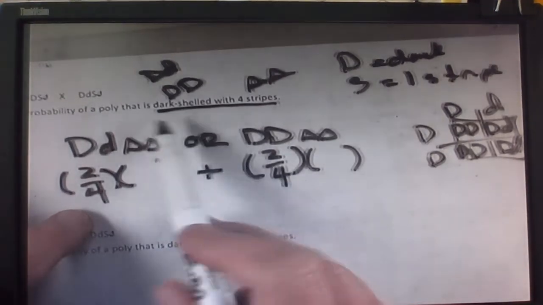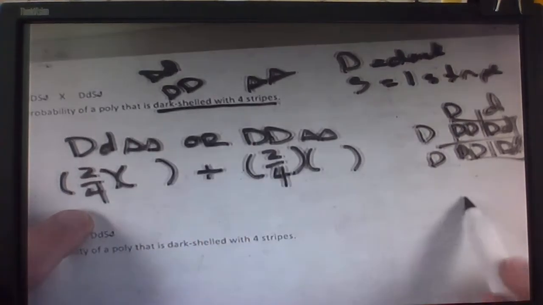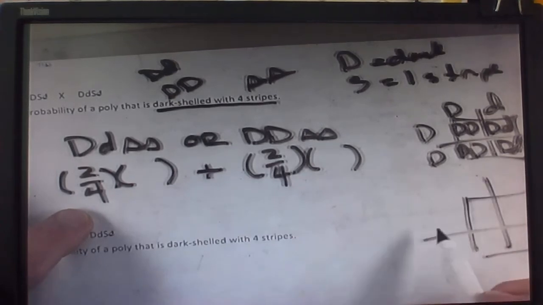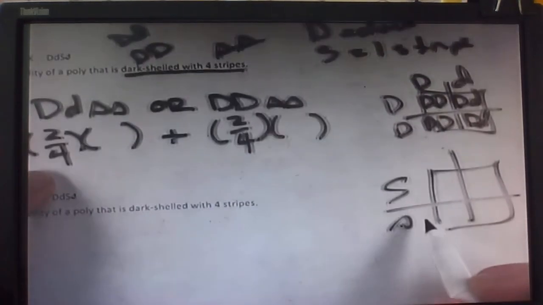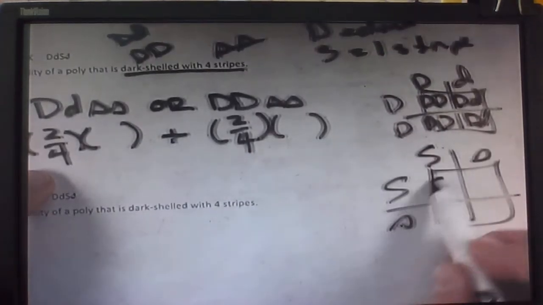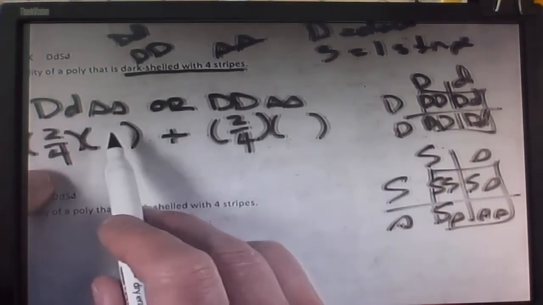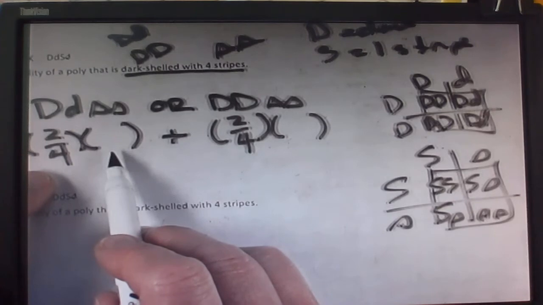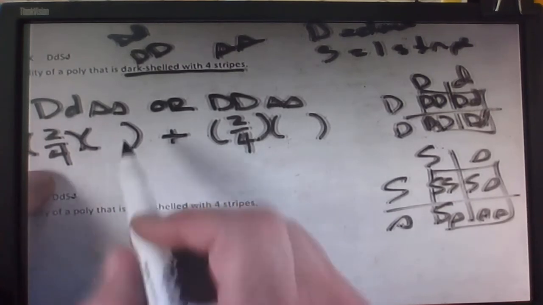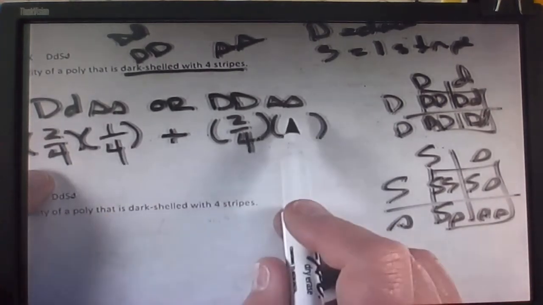All right. So now I need a roly-poly with four stripes. So I have two heterozygous parents. I run through that. What's the probability for lowercase, lowercase?